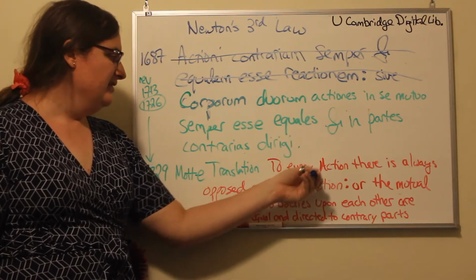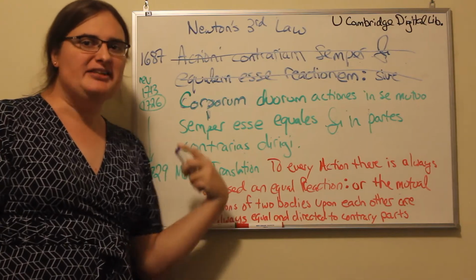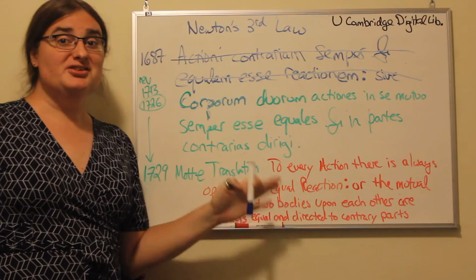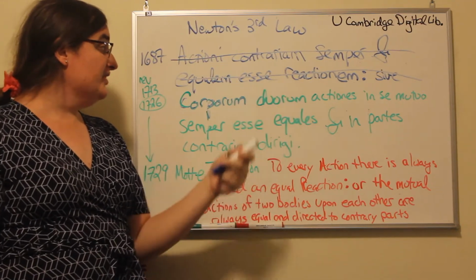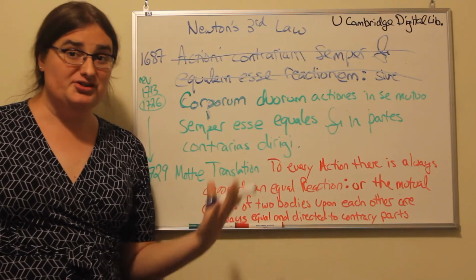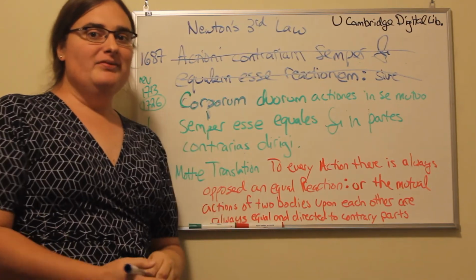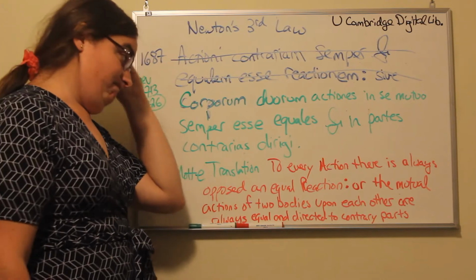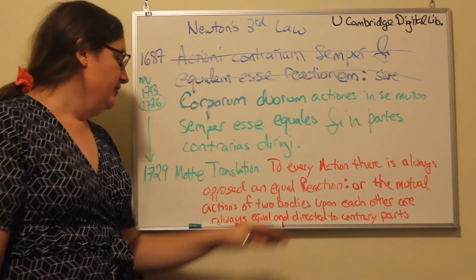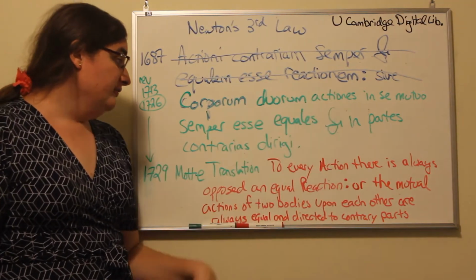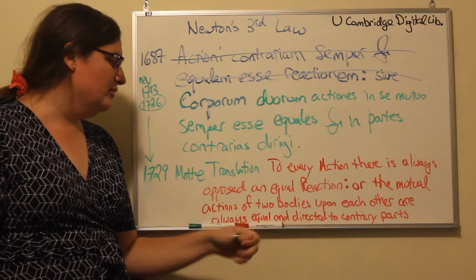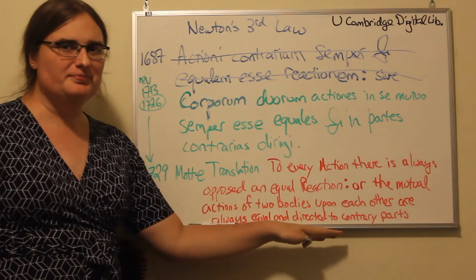And notice that action and reaction were capitalized by Motte, but Newton capitalized action only because it was the starting word of his sentence. Reaction was very much not capitalized, meaning it was probably not really meant to be a solid, proper, unique idea or thought. So then the colon, or the mutual actions of two bodies upon each other, are always equal and directed to contrary parts.